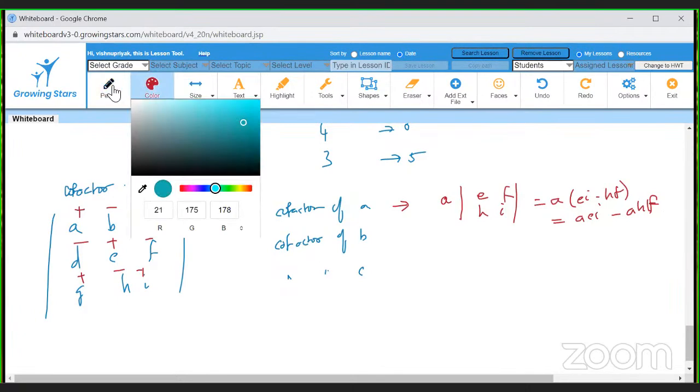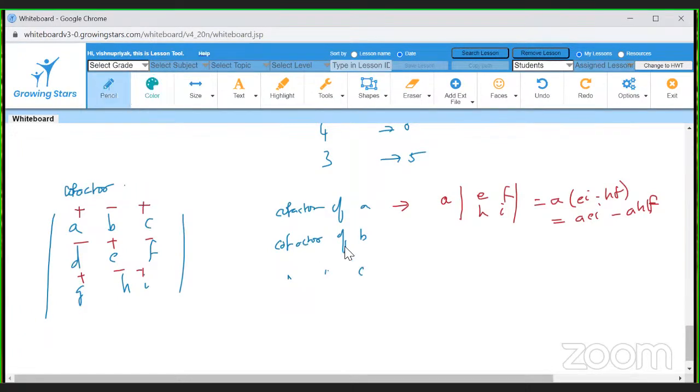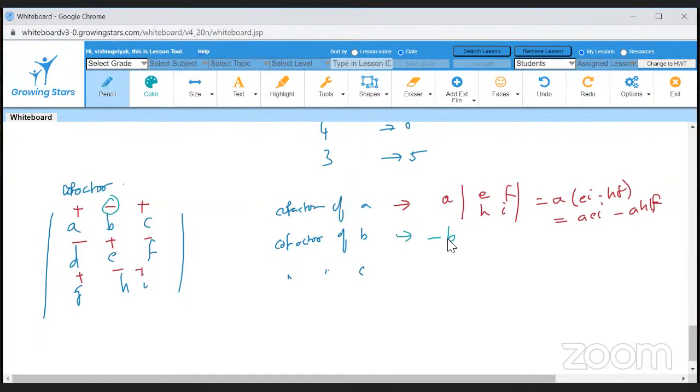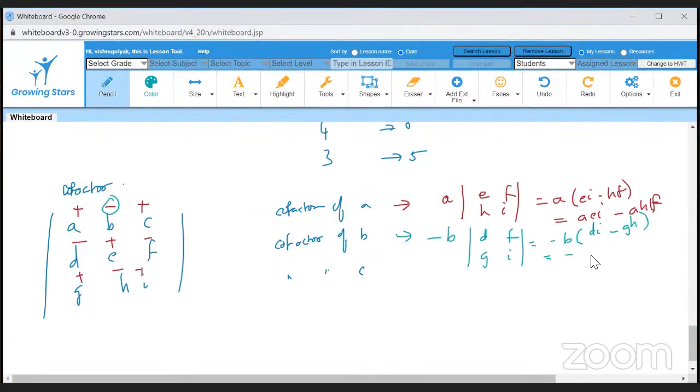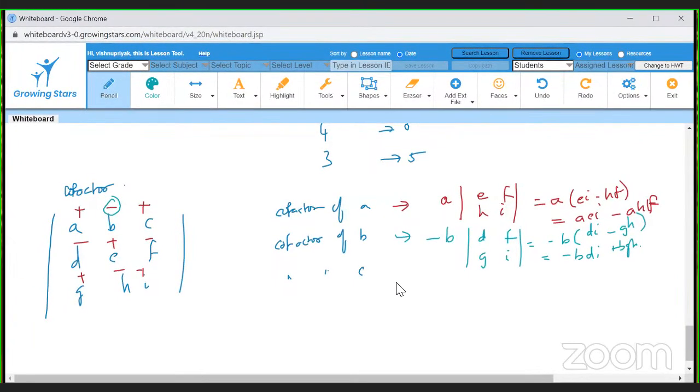Okay, next. What is the cofactor of B? It has a minus sign. So minus B, and then the same as the minor of B: D, F, G, I. Minus B is outside, D I minus G F. That is minus B D I plus B G F. Like that, you can find the cofactor of every element. But don't forget to put plus or minus.